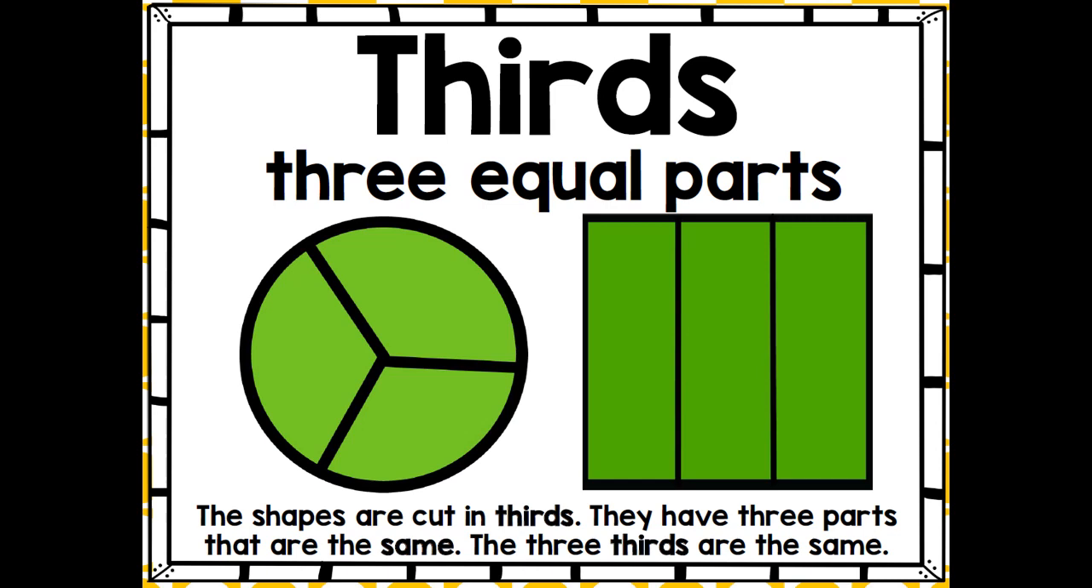Thirds. You could probably imagine that thirds are pieces that are cut into three equal parts. So shapes or objects that are cut into three equal parts are called thirds. These shapes, both the circle and the square, are cut into thirds. They have three parts that are the same. The three thirds are the same. Notice how each of the pieces is the same size.